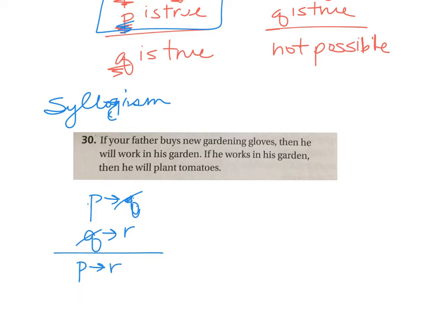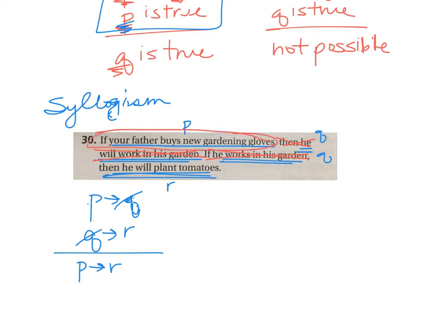So if your father buys new gardening gloves, that would be your P, then he will work in his garden. That would be your Q. If he works in his garden, that's your Q, then he will plant tomatoes. That's your R. So the two that are identical, the two that are saying the same thing, they might not be identically worded, but that are saying the same thing, then he will work in his garden, and if he works in his garden would come out, and what you're left with is if your father buys new gardening gloves, then he will plant tomatoes. So that's what you would write for your conclusion. If your father buys new gardening gloves, then he will plant tomatoes.